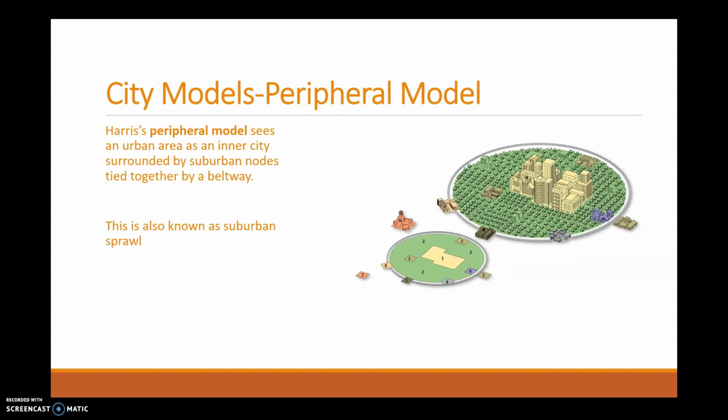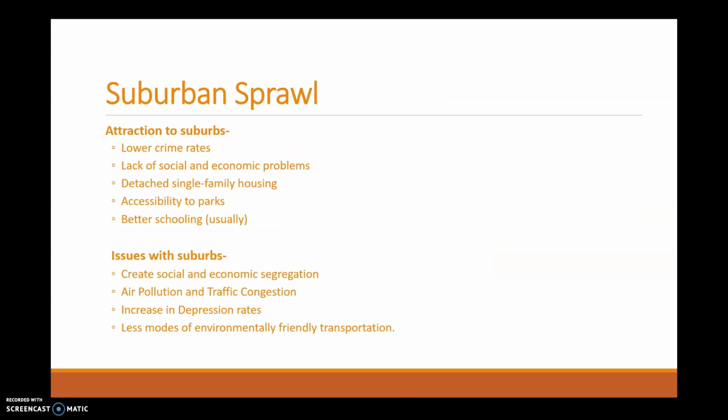And this sees an urban area as an inner city surrounded by suburban nodes tied together by a beltway. And that beltway brings traffic, okay? And this is what we call suburban sprawl. So you can see from the city of Philadelphia, really New Jersey was developed from the city of Philadelphia. And now you're talking about Conshohocken, off of King of Prussia, right? So Conshohocken and Collegeville, all those areas are being developed off of these outshoots or these beltways, these highways that exist. So that's something you want to think about.